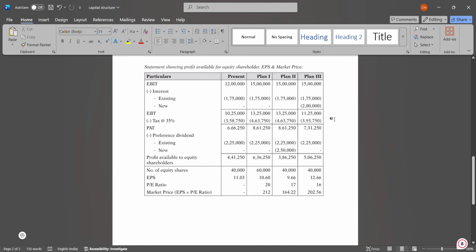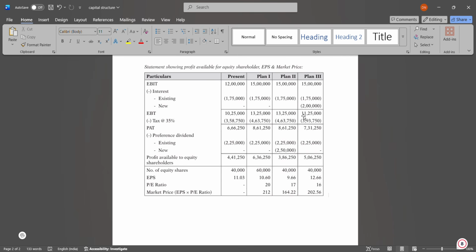Hope you have calculated. The amount comes to rupees 2 lakhs. So now deduct the amount. So in the first case we get 10 lakh 25,000. In the second case we get 13 lakh 25,000. In the third case again we get 13 lakh 25,000. And in the fourth case we'll be getting 11 lakh 25,000.